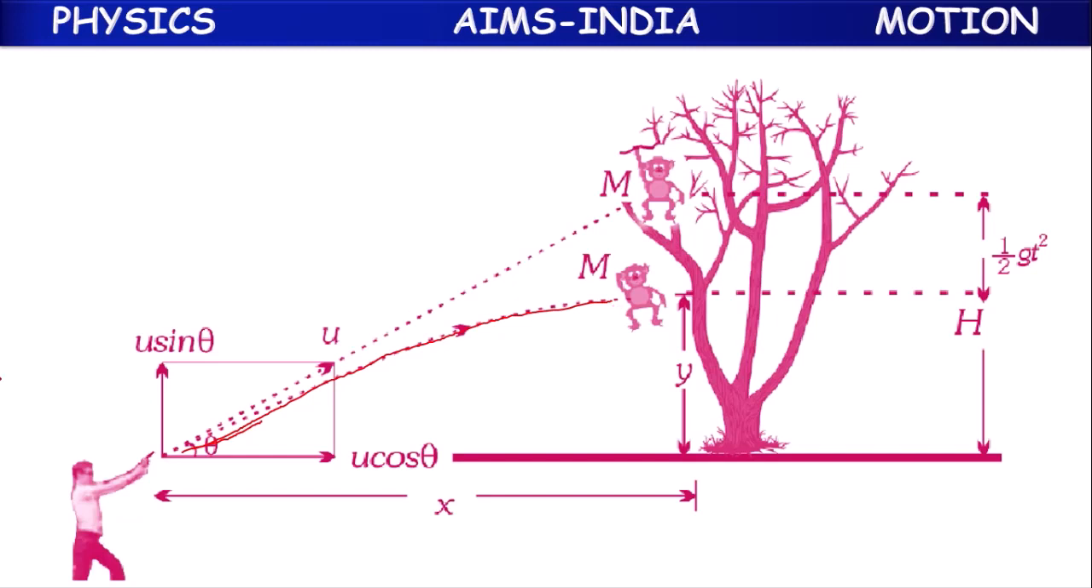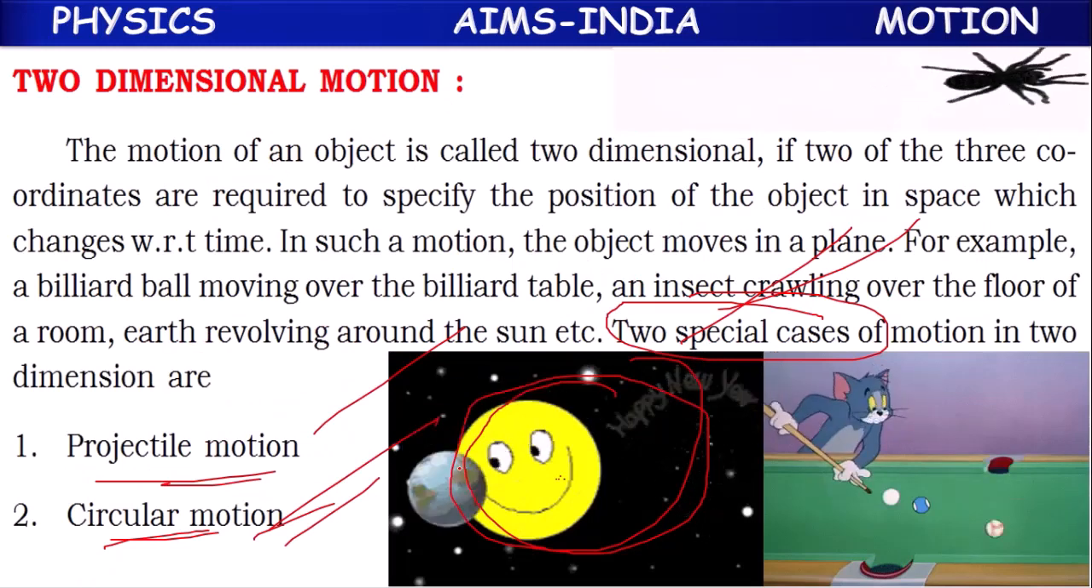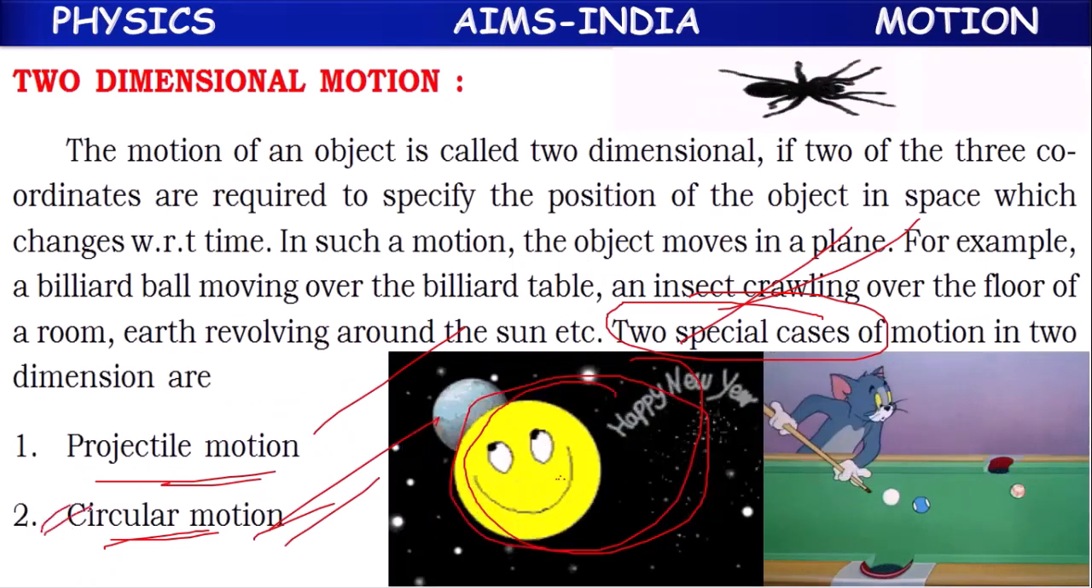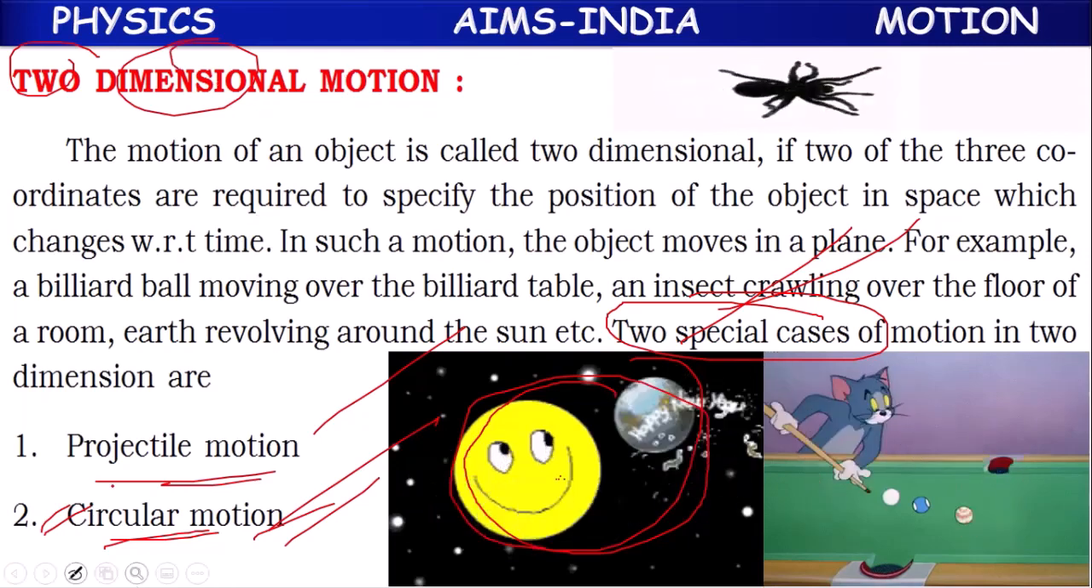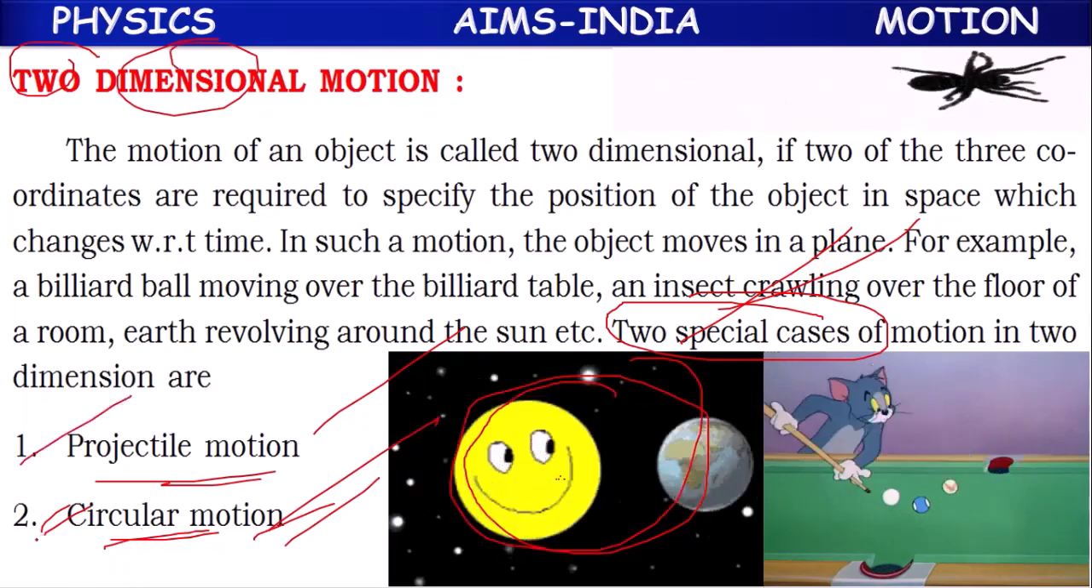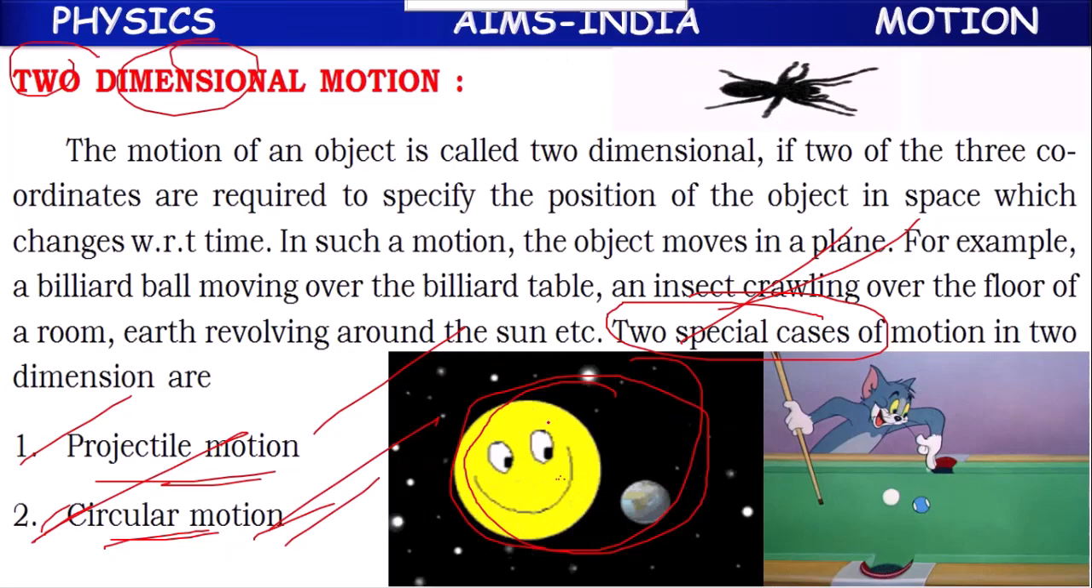Whereas we have already learned about this bullet fired from a gun hitting the monkey. We have seen so many examples. This is an example of projectile motion in two-dimensional motion, and the earth moving around the sun is an example of circular motion. So, two types of two-dimensional motions are there. One is projectile motion, another one is circular motion.